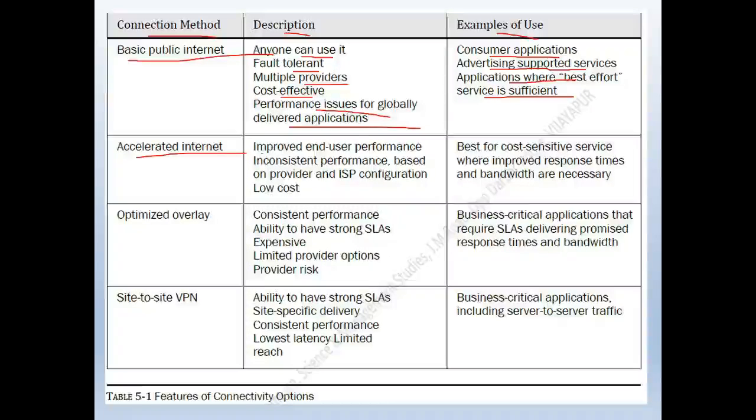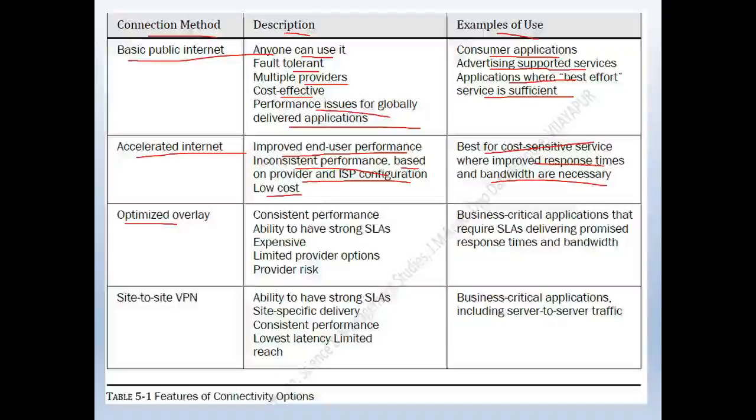Next is accelerated internet, which improves end user performance. This gives somewhat better security than basic public internet. It has somewhat inconsistent performance, based on provider and ISP configuration, and low cost. It is best for cost sensitive services where improved response times and bandwidth are necessary. So where response time and speed are necessary, this accelerated internet can be used.